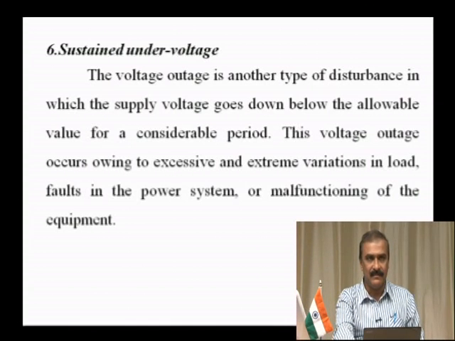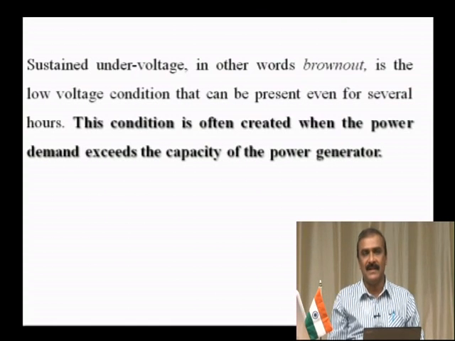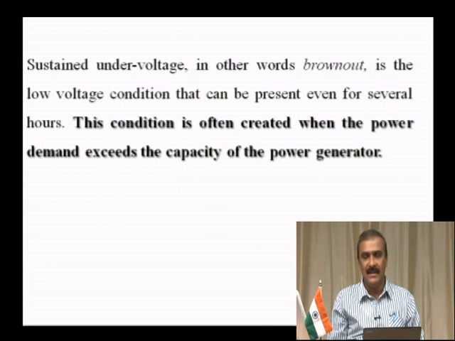This is another phenomenon. See, sustained under voltage, in other words a brownout, is a low voltage condition that can be present even for several hours. This is a very important point to be noted. That is sustained under voltage. This condition is often created when the power demand exceeds the capacity of the power generator. That means power demand is more, capacity of generator is less. Obviously, there will be an under voltage. So this phenomenon is quite common.